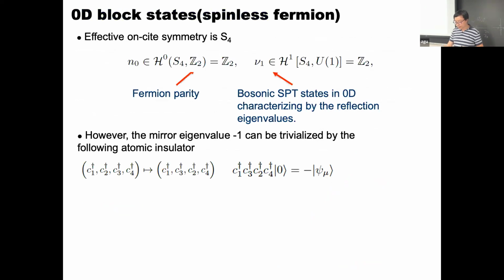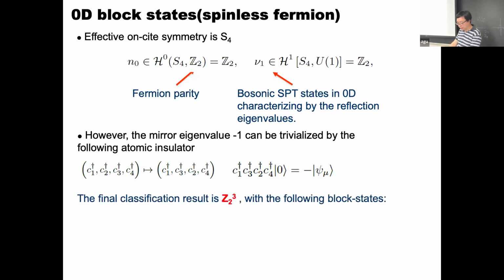So finally, we can also think about this 0D block state. For the 0D block state, again we can have something, because it's a tensor product, right? So this is a fermion parity, contributed by a fermion parity, and also this 1D representation of H, just Z2. This is, again, basically just a mirror eigenvalue. But a mirror eigenvalue, you can see, can also be trivialized. So in the end, the classification result is just the Z2Q.